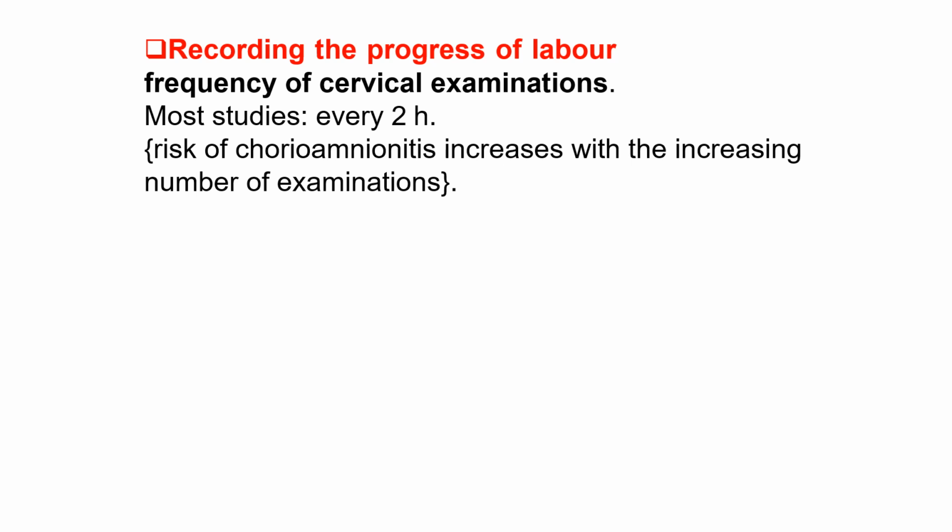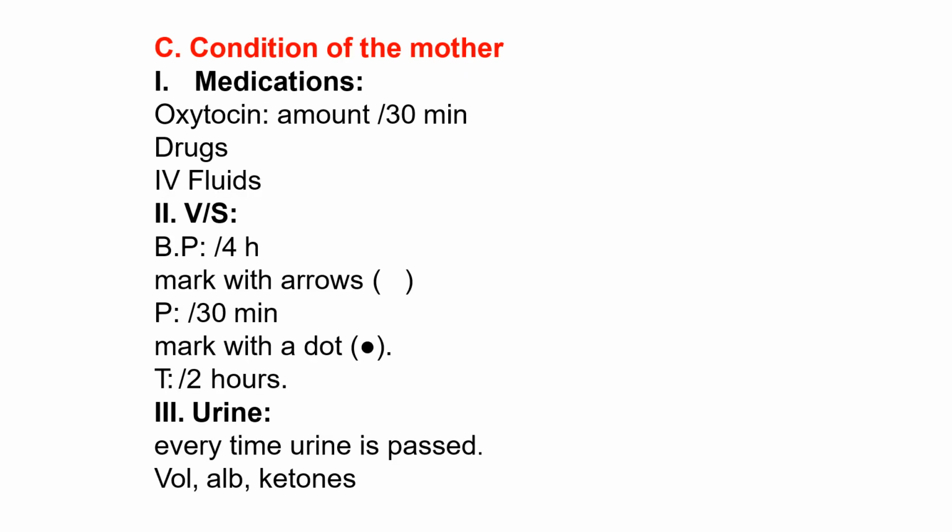Next, recording the progress of the labor. When you are recording the progress of the labor, mainly we are assessing the dilatation and effacement of the cervix, and we are checking the descent of the fetal head. This cervical dilatation you can do every 2 hours, but if you are restricting or reducing the number of vaginal examinations, it is good, because there is a chance of infection if you are performing repeated vaginal examinations.